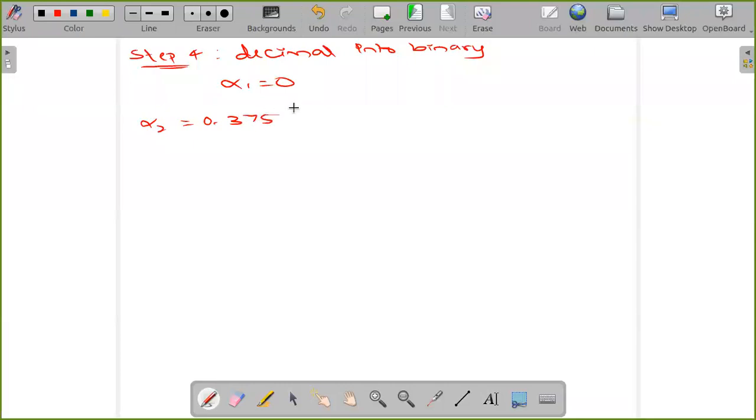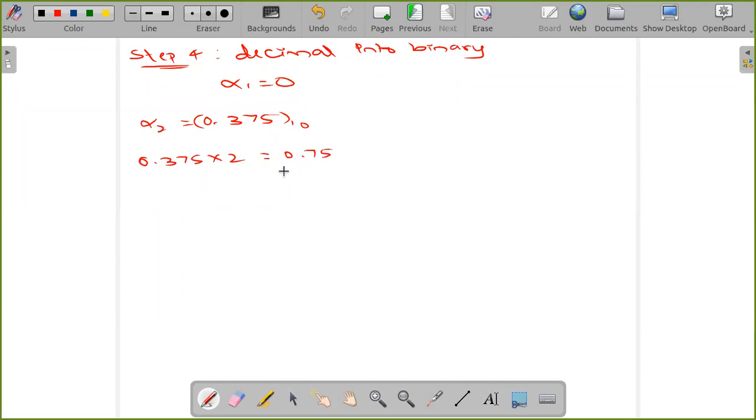0.375, now this is in decimal. I want to convert this into binary. How does it have to be done? You have already learnt this in conversion. So 0.375 times 2. Whatever value I get, how much is it? 0.375 times 2 is 0.75, exactly.